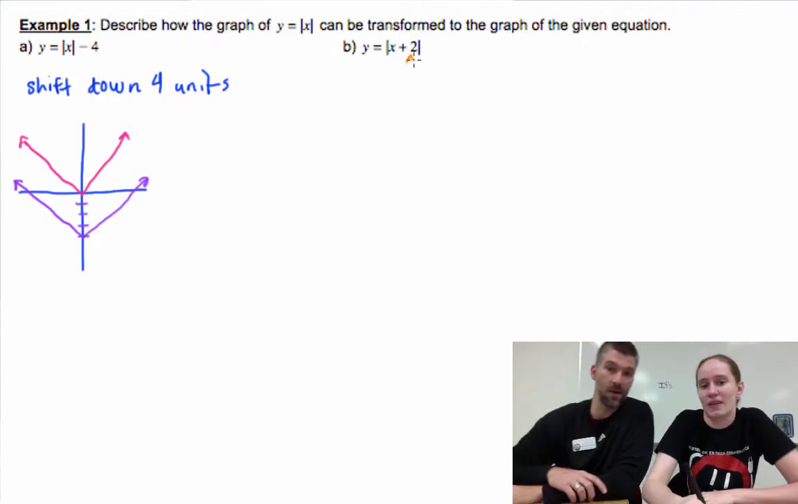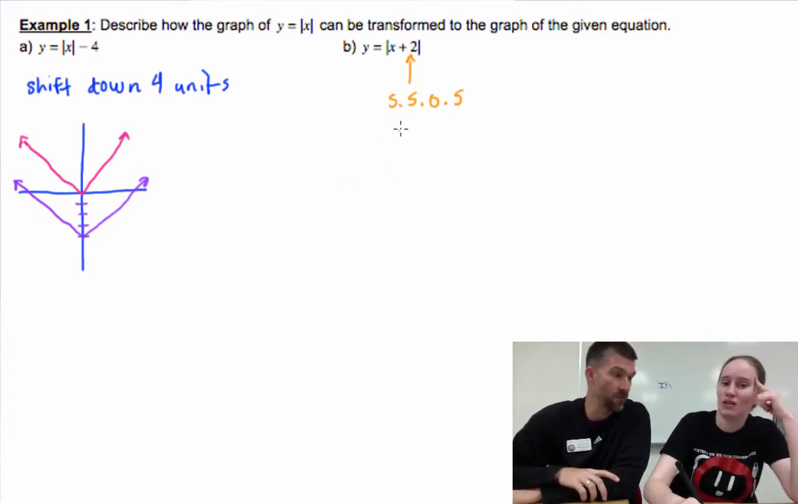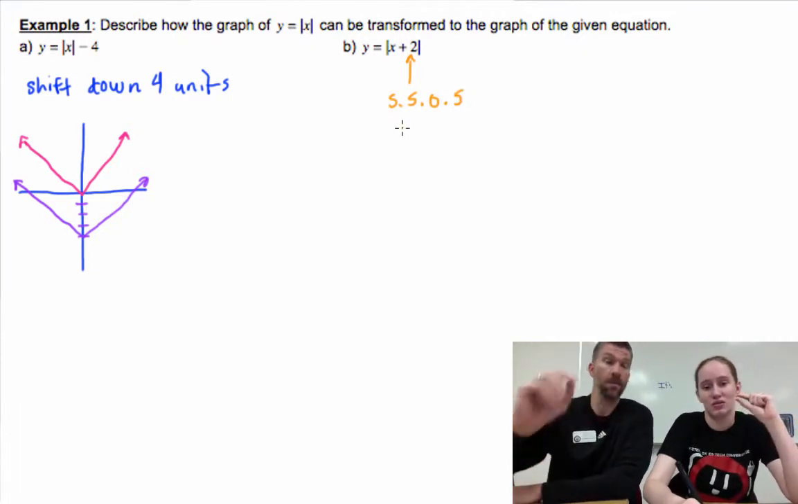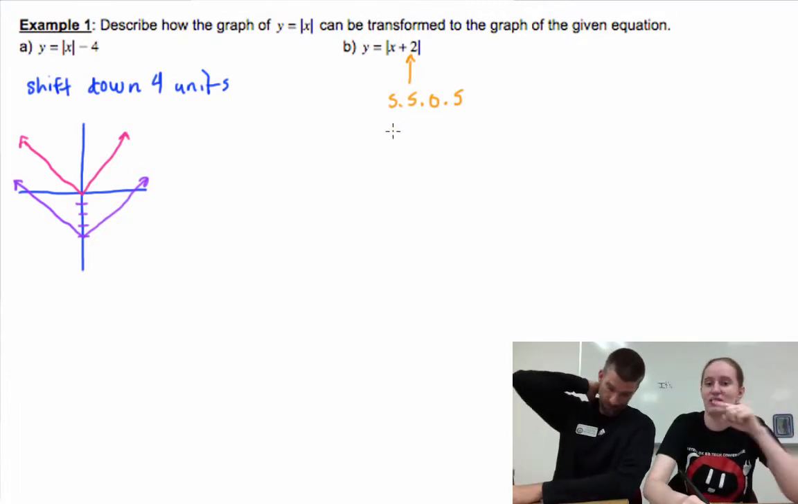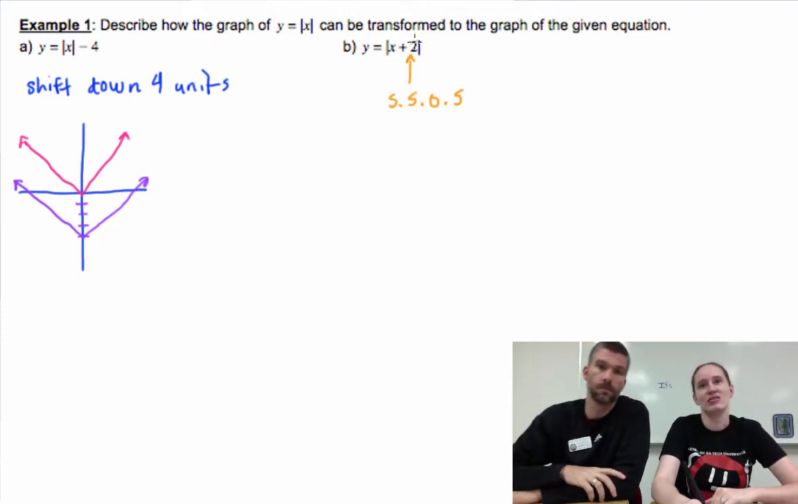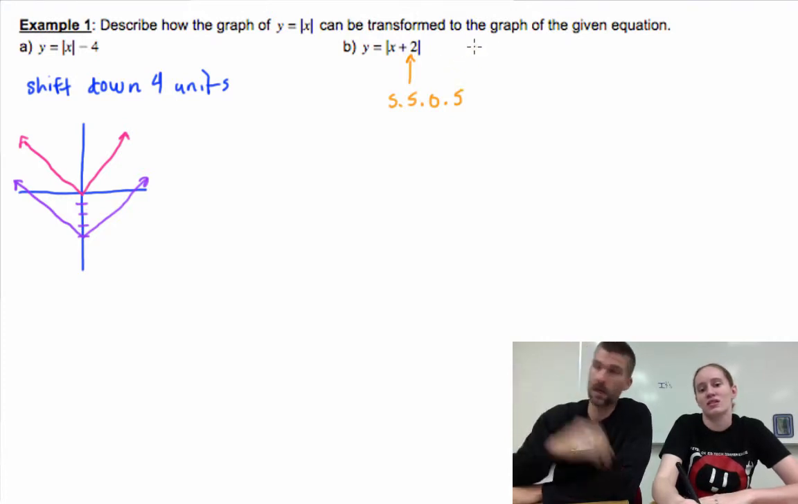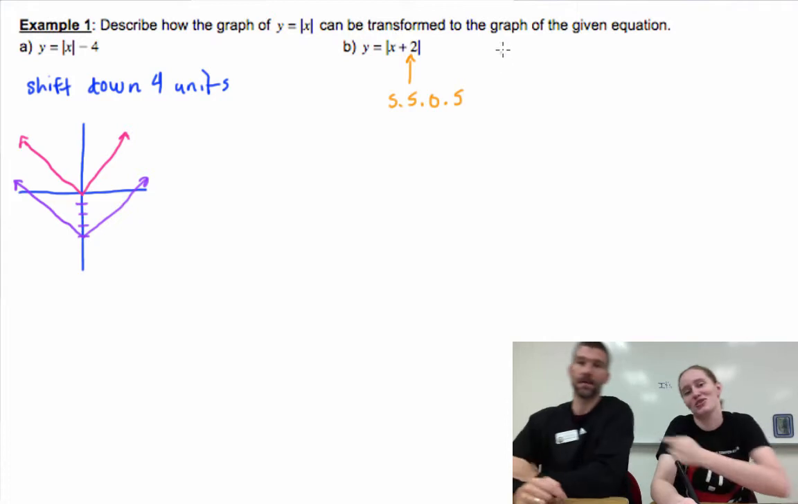Notice now on this one, like Mrs. Stevenson said on our opening slide, we've got that 2 on the inside of the absolute value. It is inside of our absolute value bar. So this is a part of the super secret opposite society. So instead of +2 taking us to the right 2, it actually takes us to the left 2. To the left. To the left. Everybody go to the left.